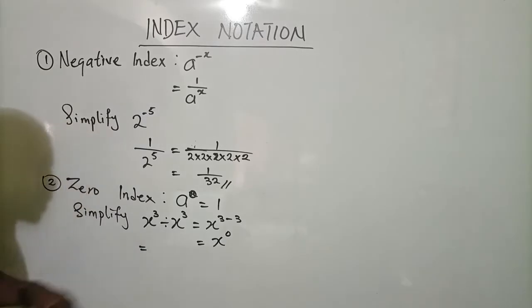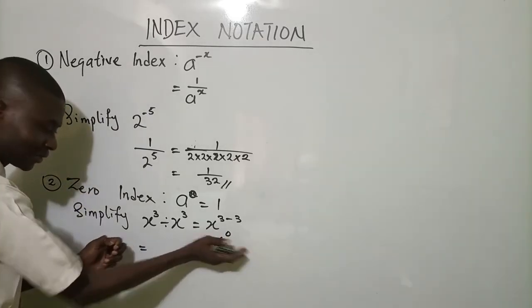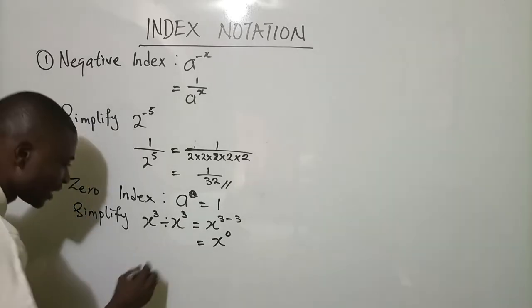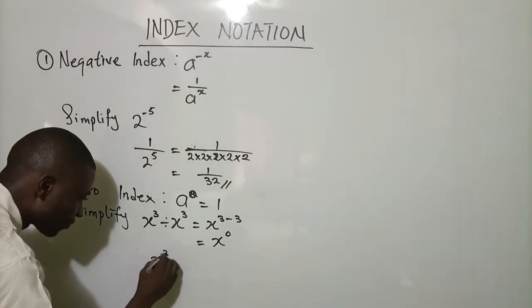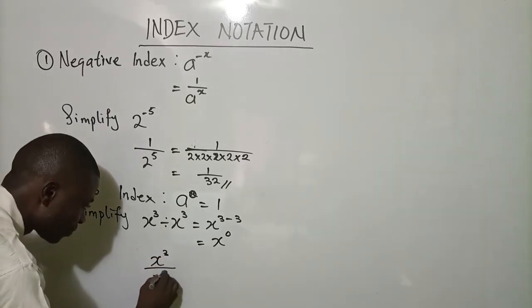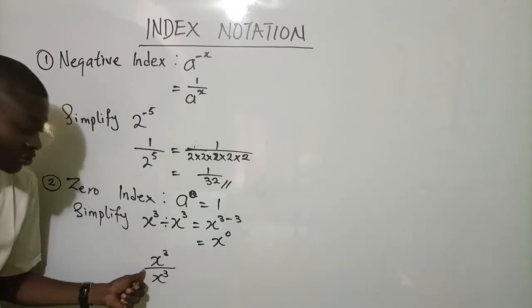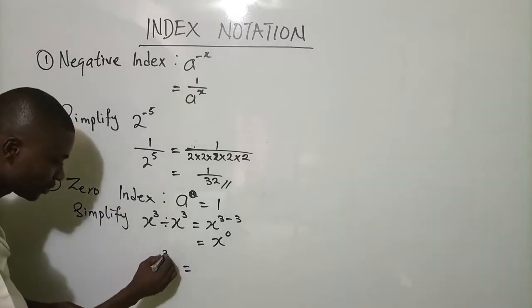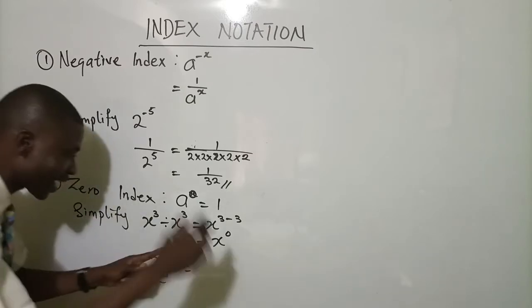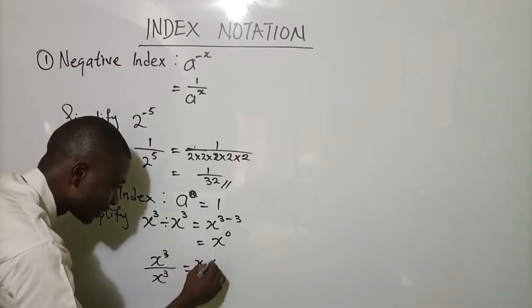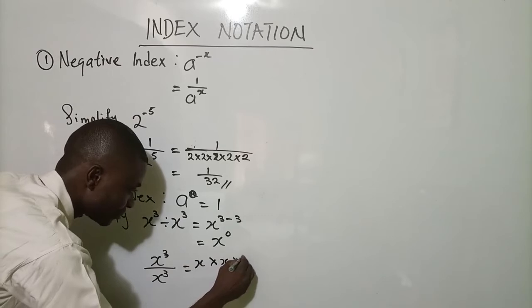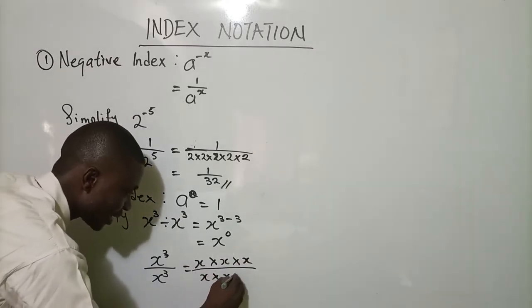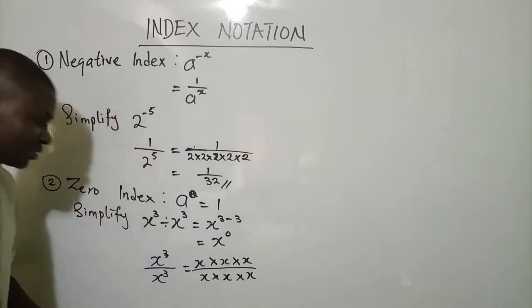Now let's follow through and see what I'm going to do here. Just have this in mind. Now let's come down here. This same work you are seeing here is the same thing as saying x raised to the power of 3 divided by x raised to the power of 3. This is division. So this line means division. Now x raised to the power of 3 means you should multiply x in 3 places. This means x times x times x over x times x times x in 3 places.